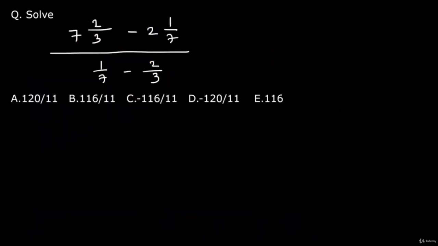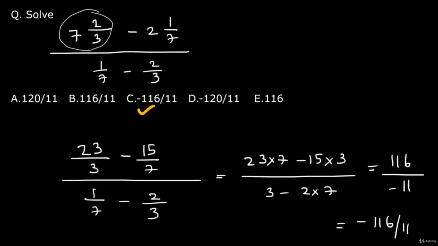Let's read the next question. 7 2 by 3 minus 2 1 by 7 divided by 1 by 7 minus 2 by 3. So these are mixed fractions and we need to simplify them to solve this expression. Alright, what's the answer to this question? The correct answer is option C, that is minus 116 by 11.